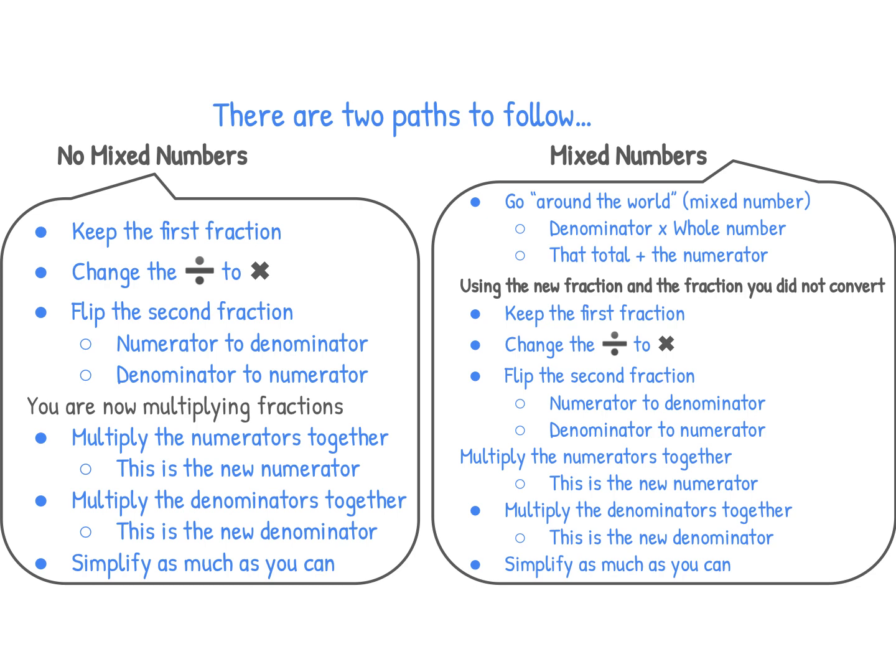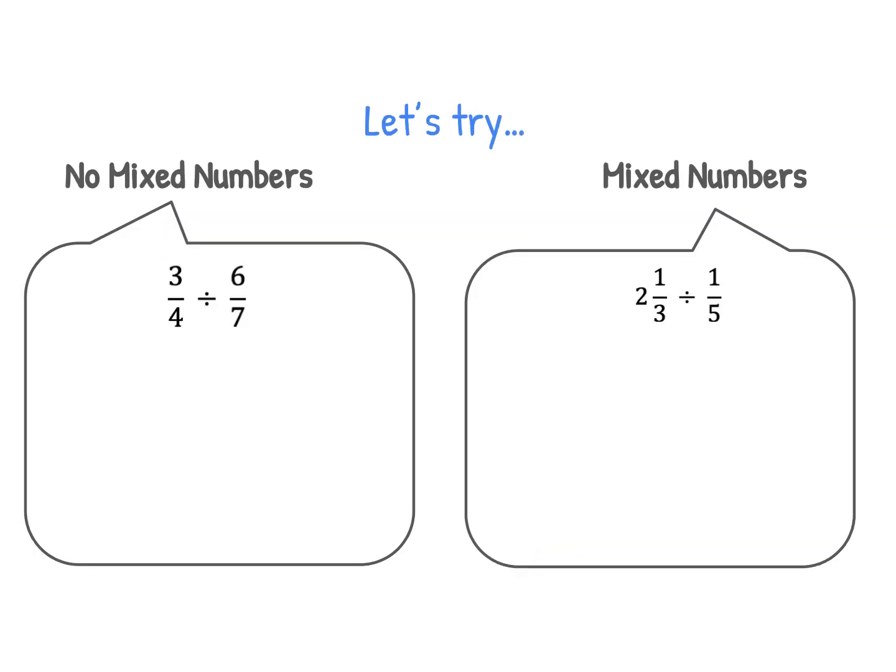Once you get to that point, you write your two new fractions down, and then you are just back to the idea of no mixed numbers. So again, keep, change, flip, multiply, and simplify. Okay, let's try a couple together.